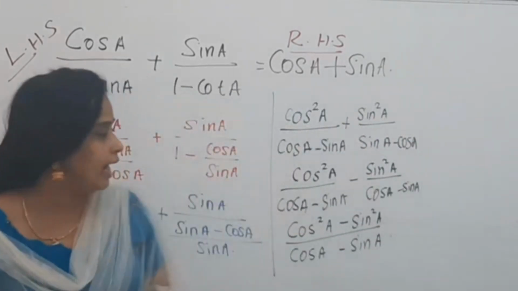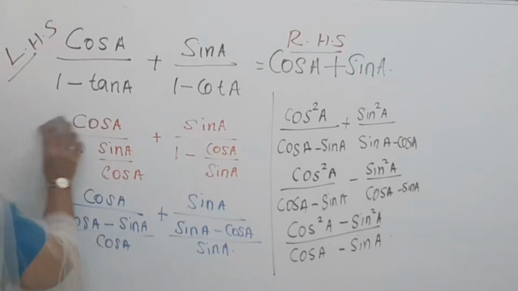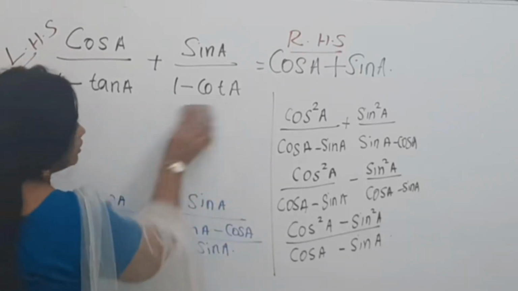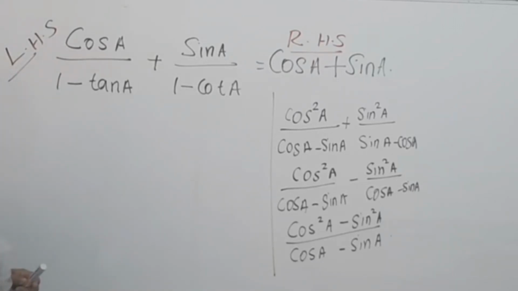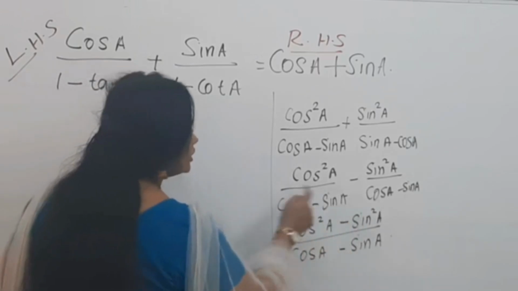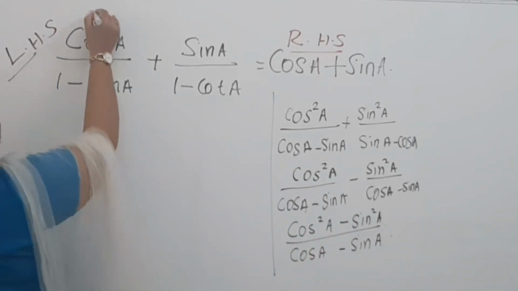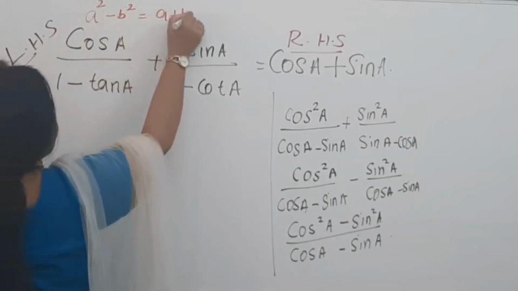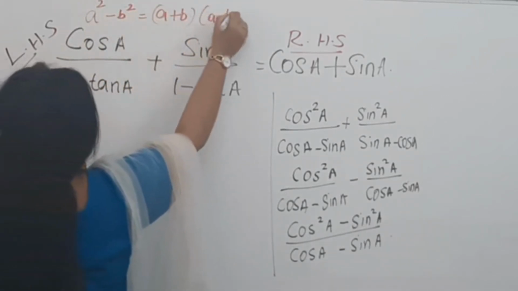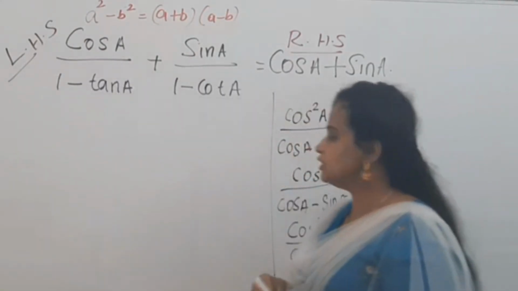So, I just added or subtracted. Both can be done according to the question. So, I just subtracted the numerator and written the denominator the same. Now, you know this identity is nothing but a square minus b square. So, the identity a square minus b square is equal to a plus b into a minus b. Hope everyone knows this identity. It's a previous year math you must have studied.